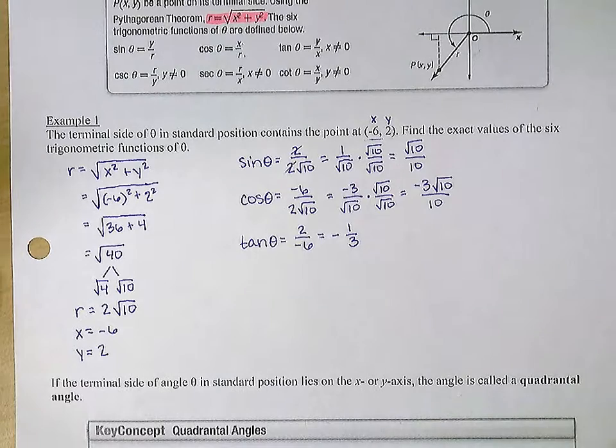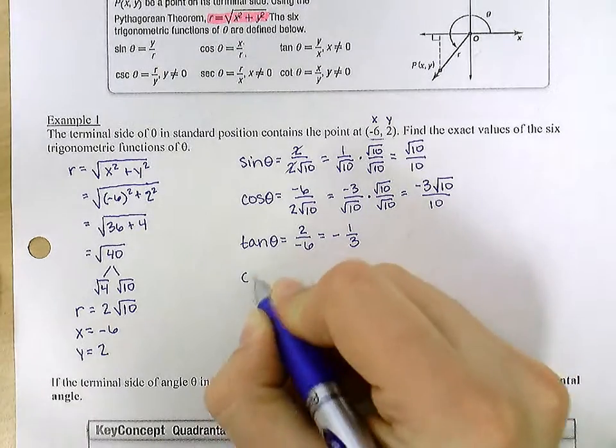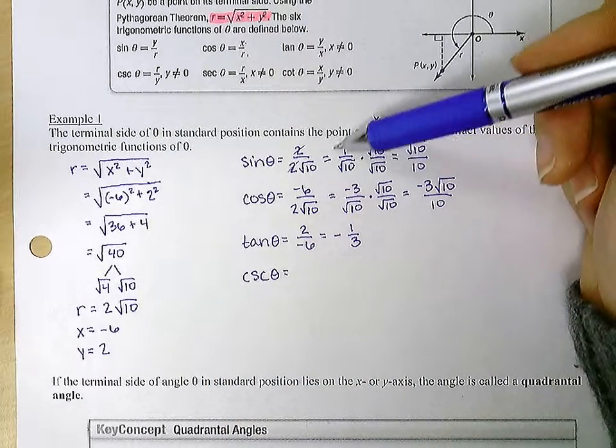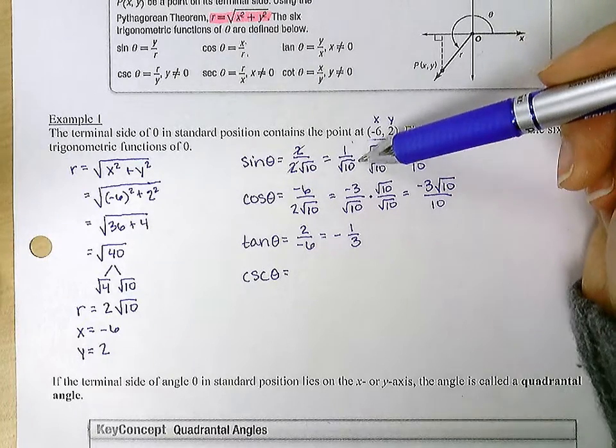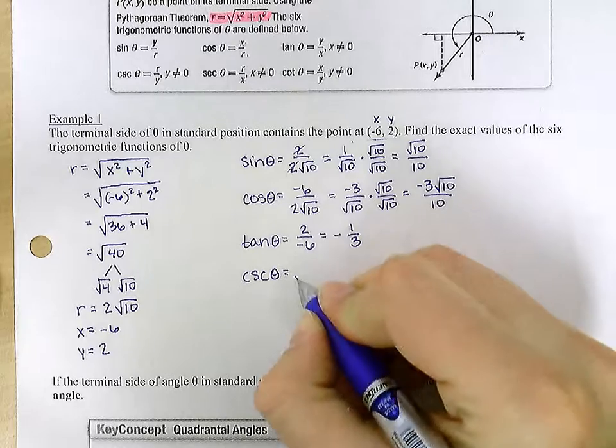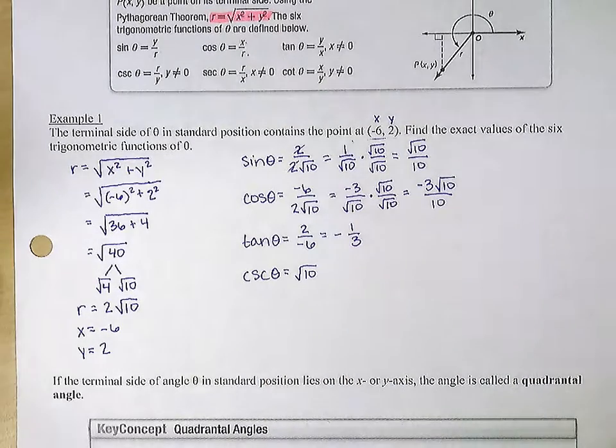Okay, then I have the reciprocal trig functions as well. So we have cosecant of theta. I'm just going to take this reduced form I found right here of 1 over square root of 10, take that reciprocal, you end up with just the square root of 10. You can write it as the square root of 10 over 1 if you'd like. Okay, and I don't need to reduce that at all.